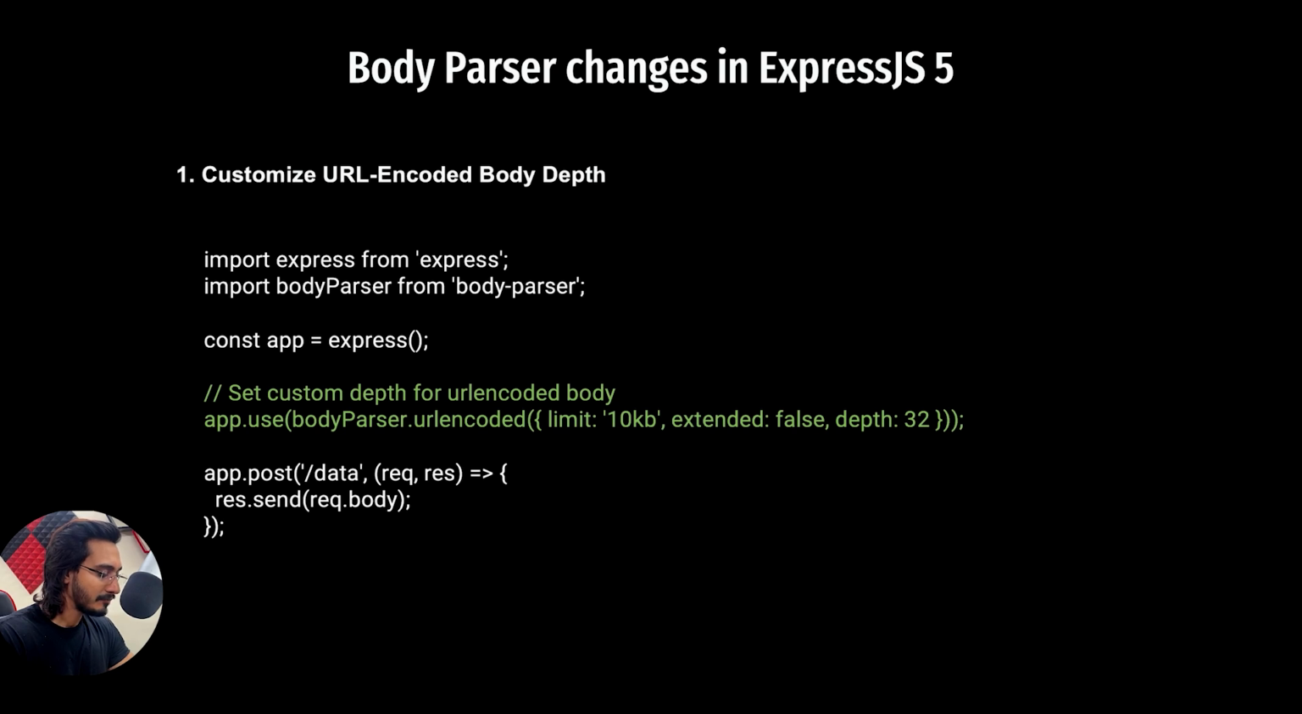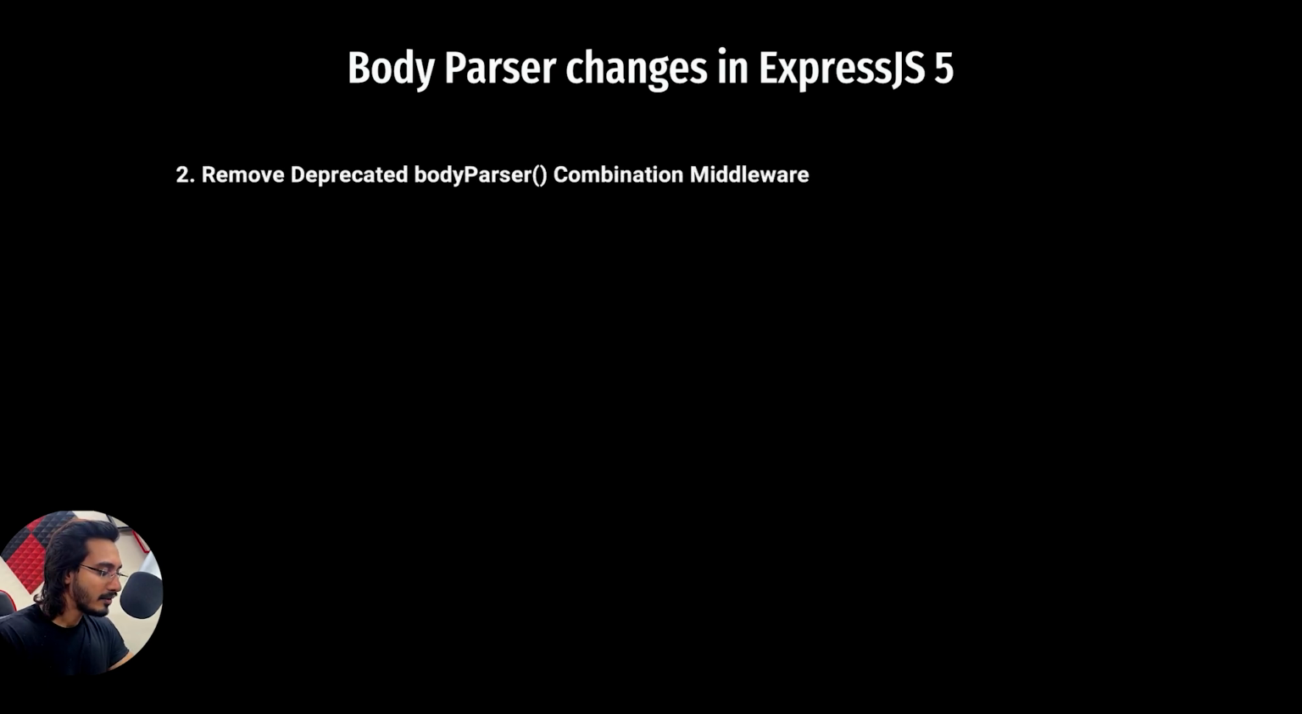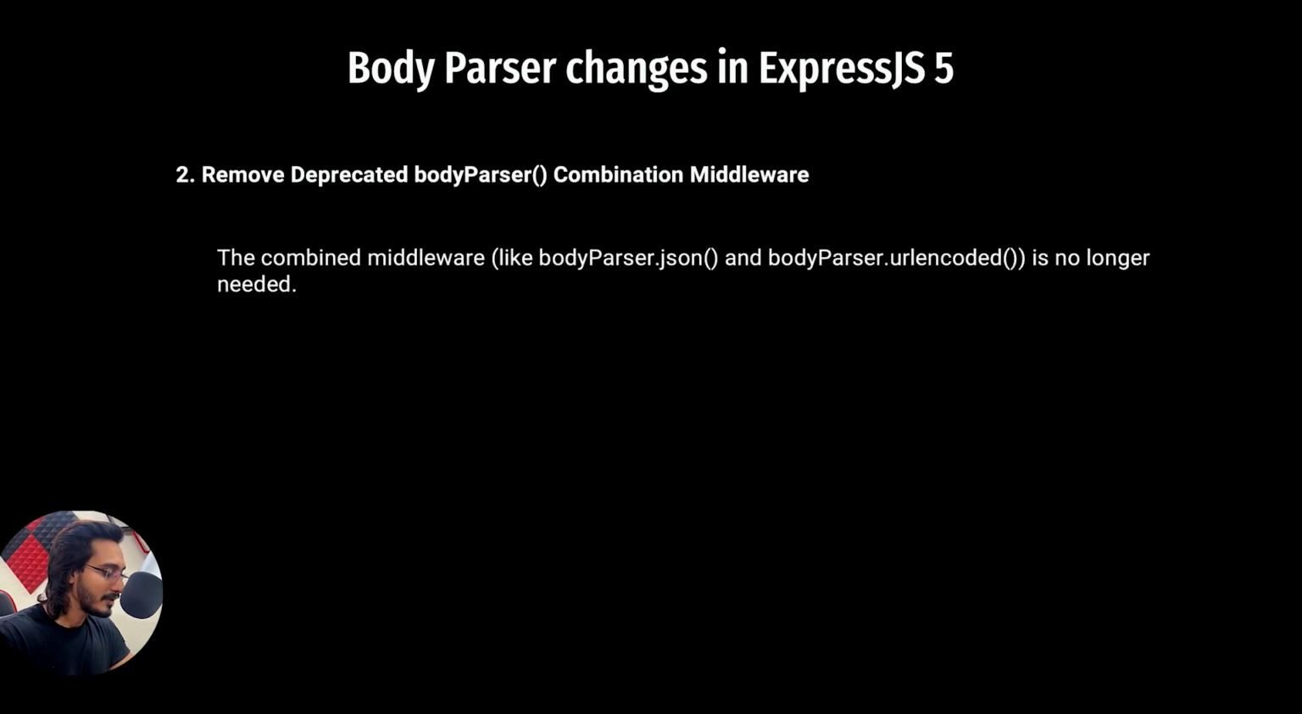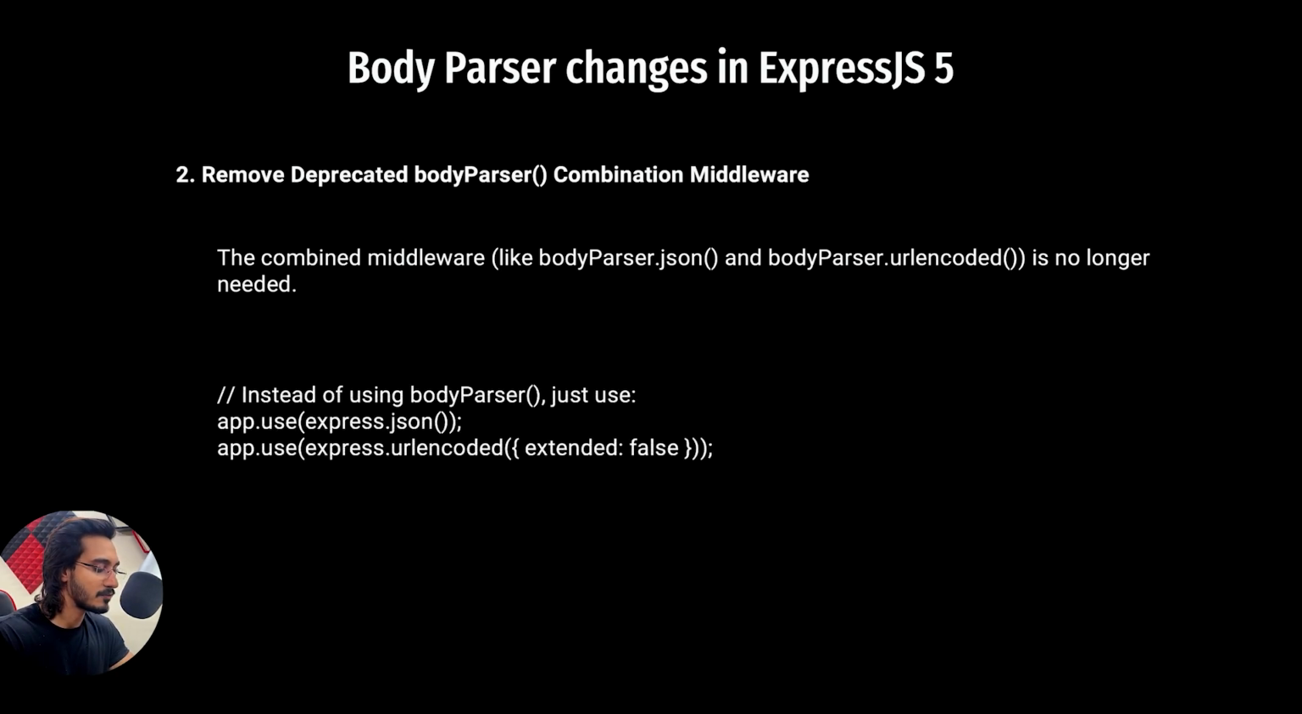Now the next thing you can do is remove the deprecated body parser function, which is not at all needed from now on, meaning from version 5 onwards. And what does that mean? Basically, you are going to remove the body parser.json function and the body parser.urlencoded function. You don't need those functions. Instead of that, you can directly use the express.json function and the express.urlencoded function if you want to work with it.